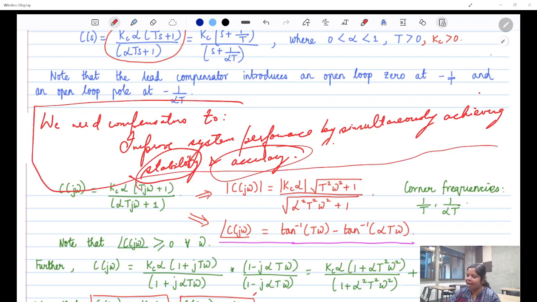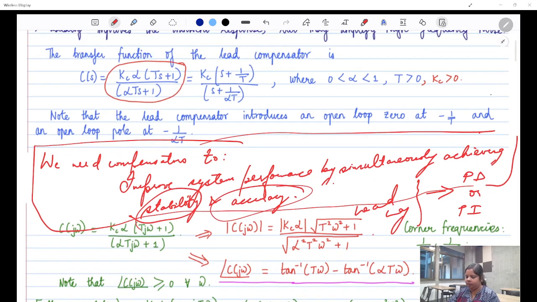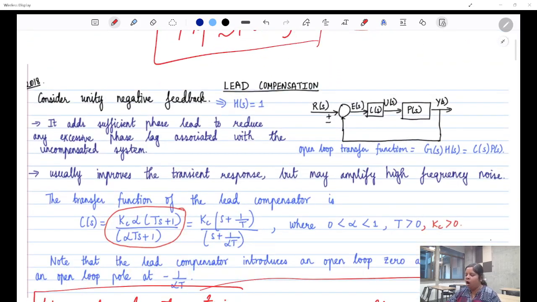Okay, and then there are two types of compensators: lead compensators and lag compensators. You can relate both of them to either a PI or PD controller. So if it is a lead compensator, it's similar to a PD controller. If it is a lag compensator, it is similar to a PI controller.